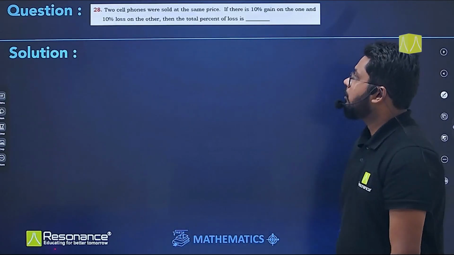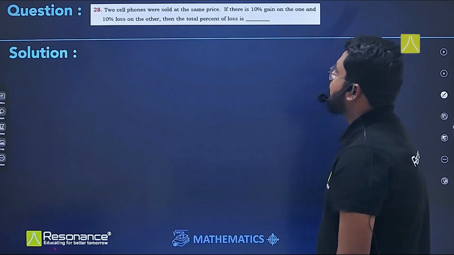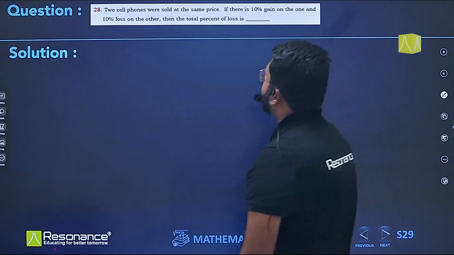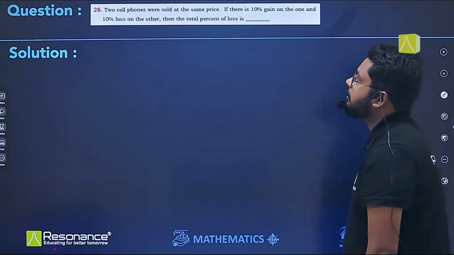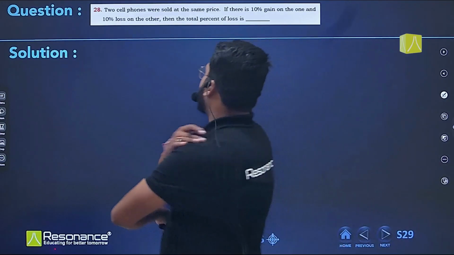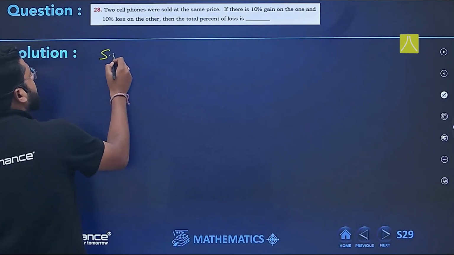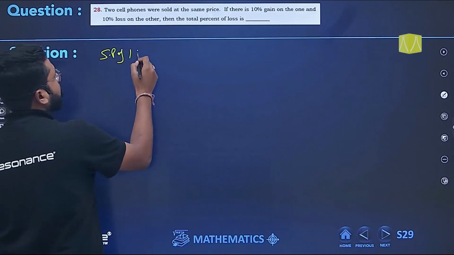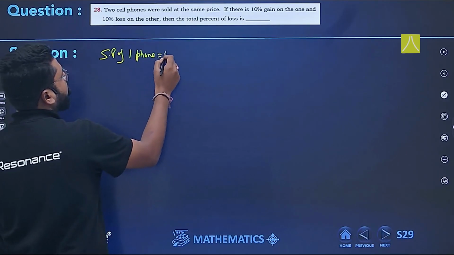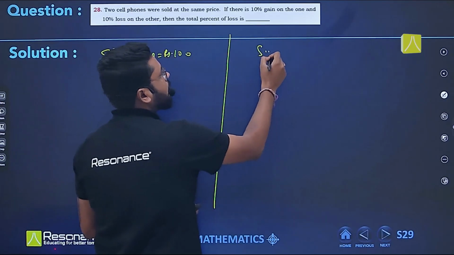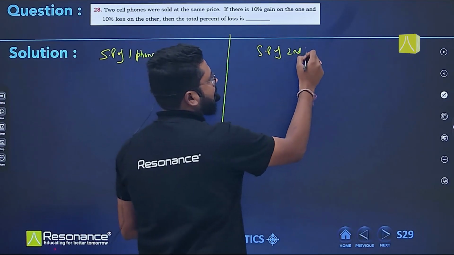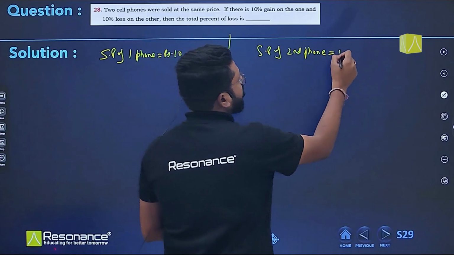Now, question number 28. Two cell phones were sold at the same price. If there is 10% gain on the one and 10% loss on the other, what is the total loss percent? Okay, so we'll make two cases. Selling price of first phone, we'll assume it as 100 rupees. Because they are sold at the same price, for the second phone it is also 100 rupees.